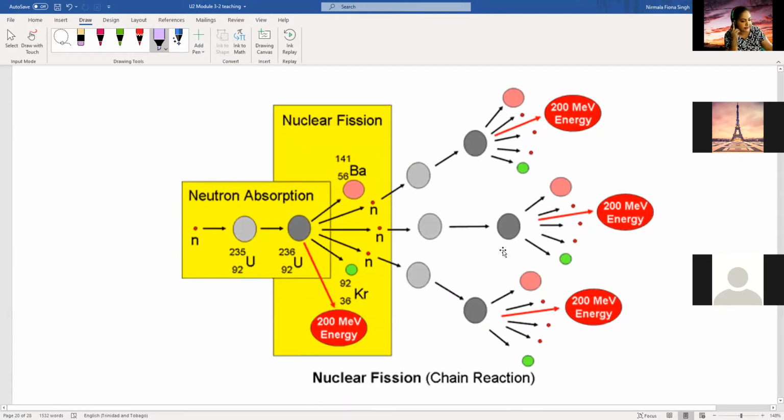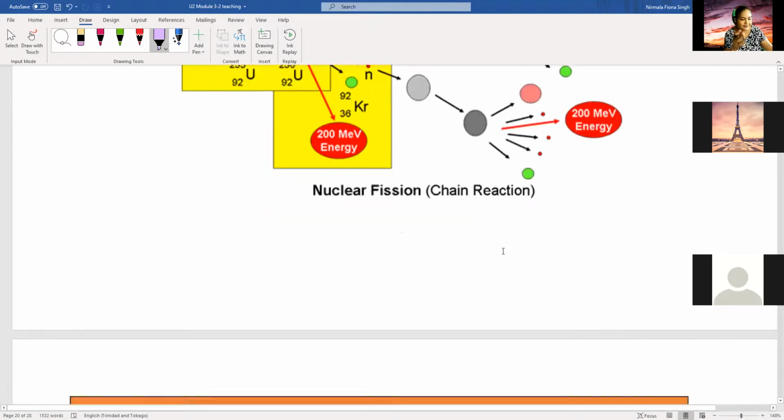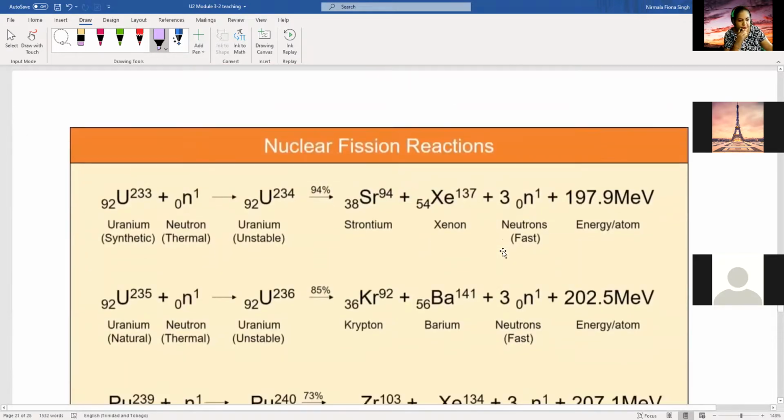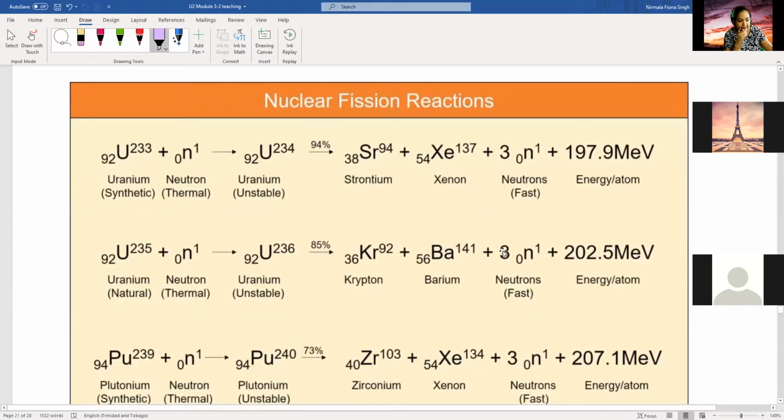All right, so this is how you end up getting your chain reaction. One goes on to hit more and more and more, and it takes place in a matter of microseconds. Each hit happens very, very quickly, probably not even microseconds, maybe nanoseconds. All right, so nuclear fission reactions.